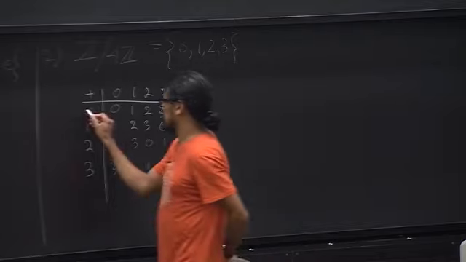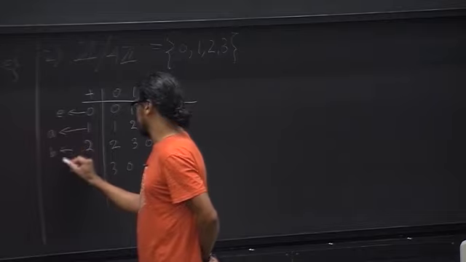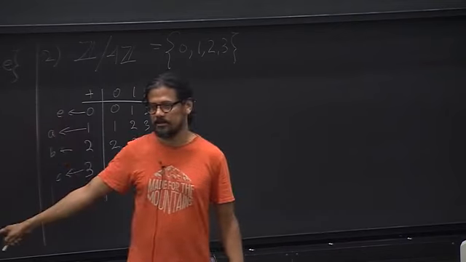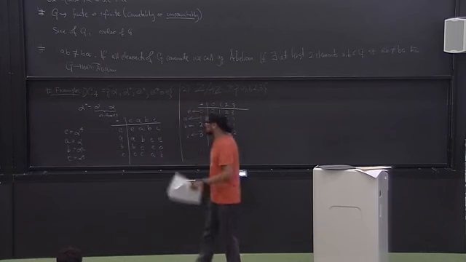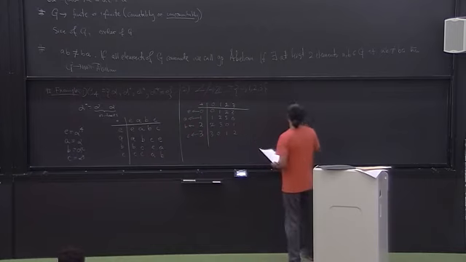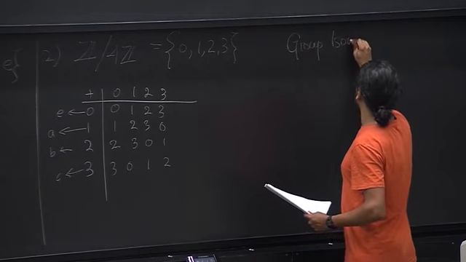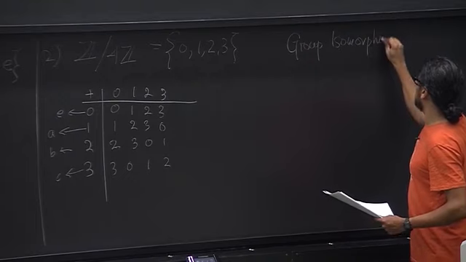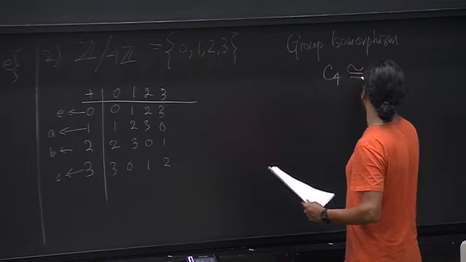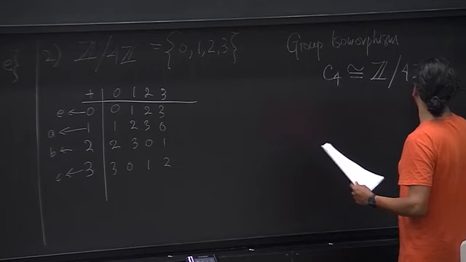Now if I say, okay, I'm going to identify this with E, this with A, this with B, C, then you can check that this multiplication table is exactly the same multiplication table as this one. So these two groups are actually isomorphic. This is an example of a group isomorphism. And I think that's the notation mathematicians use. Not that it matters for me.